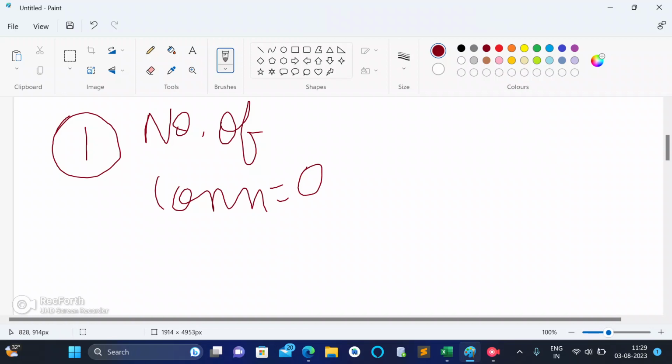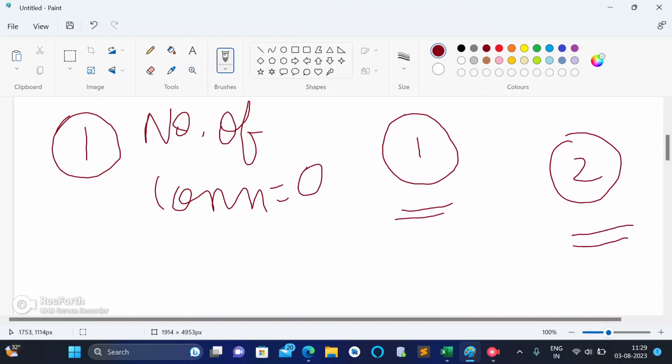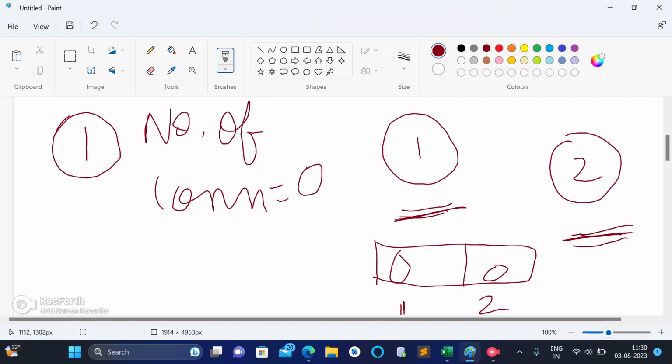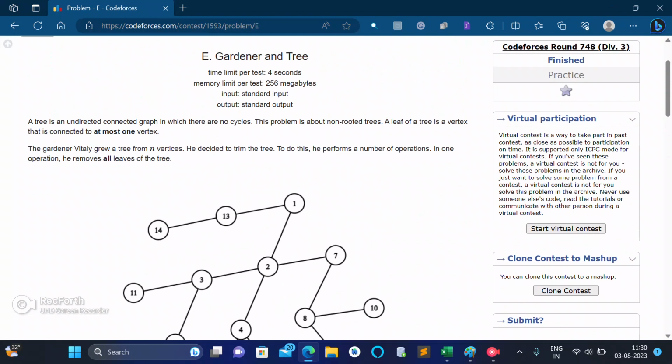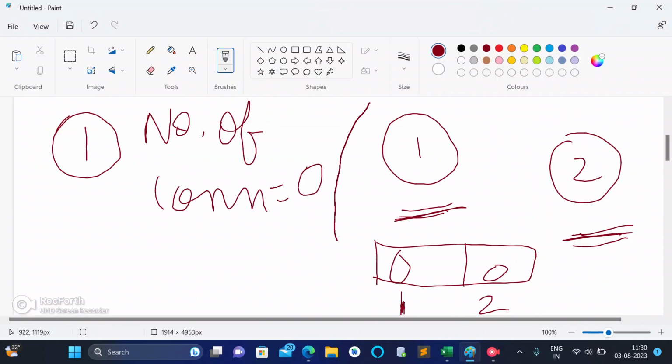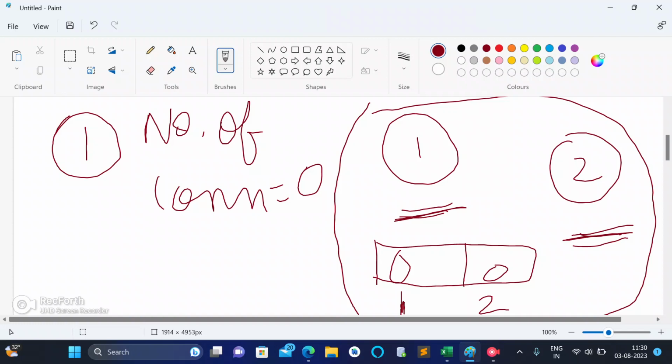So when the number of connections is 0, my question to you is: is it possible that there are more than one node present and the number of connections is 0? You can say yes, it's possible. Let's say there are two nodes, this is one node and this is the second node. Here for 1 the number of connections is 0, and for 2 the number of connections is 0. You are correct, but in this question we are given that the graph is a connected graph. So this type of graph isn't possible in our question. It means the graph can't be disconnected.